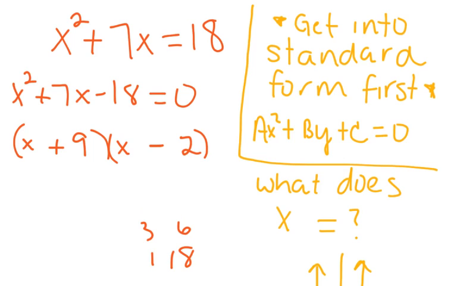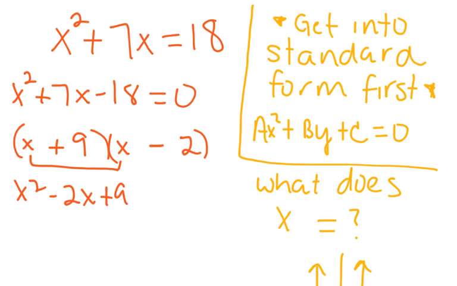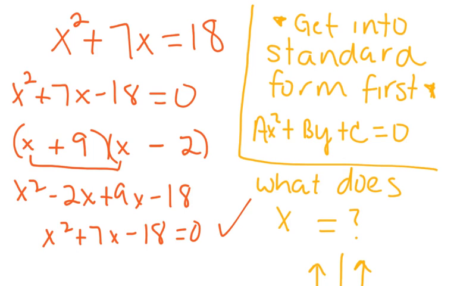So let's check our answer. Let's FOIL this to make sure we're on track. First would be x times x. Outer would be x times a negative 2, minus 2x. Inner terms would be plus 9x. And then minus 18. Combine some like terms: x squared plus 7x minus 18 equals 0. So we're good, that's a check. But we're not finished yet. We still need to solve for x.